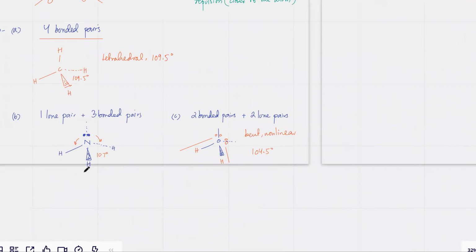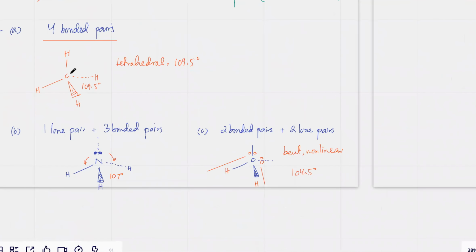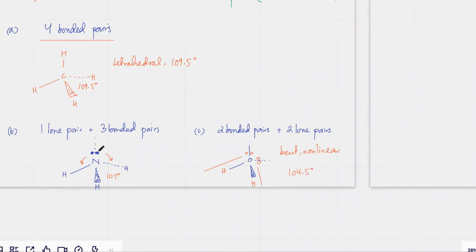Similarly, there would be 4 bonded pairs. It's got 2 variations. 4 bonded pairs, that's tetrahedral, 109.5. But if on the 4th side there's a lone pair, still the same shape. And I forgot to write the name of the shape. This one is called pyramidal or trigonal pyramidal because the top is missing now. And the angle would slightly shrink because of the extra repulsion exerted by the lone pair.